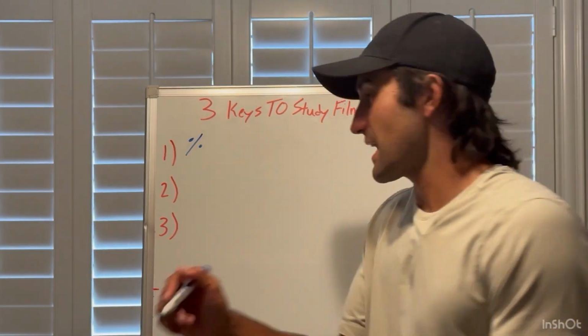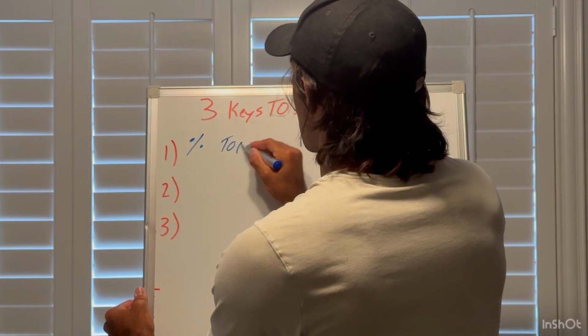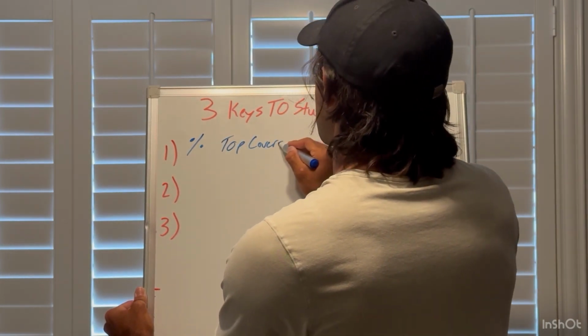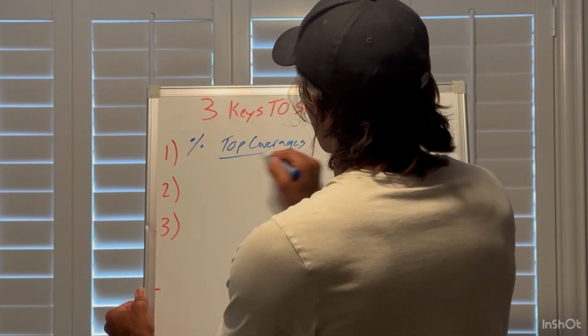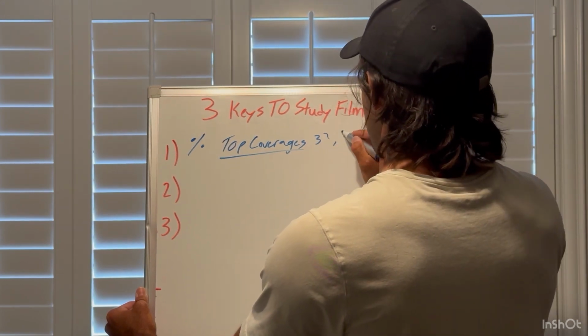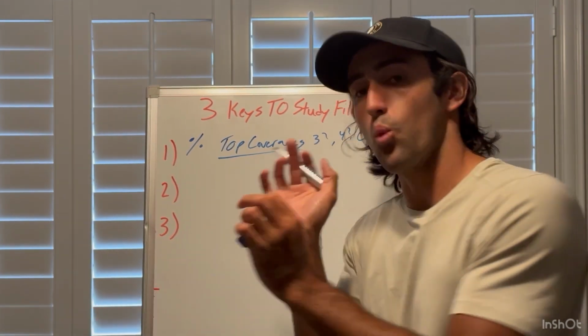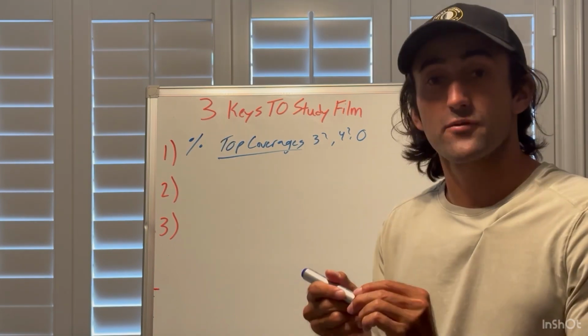I want to be able to identify their top coverages. So what are the coverages that they like to play the most often? Is it 3? Is it 4? Is it 0? What is it? What are their top coverages that they like to run?